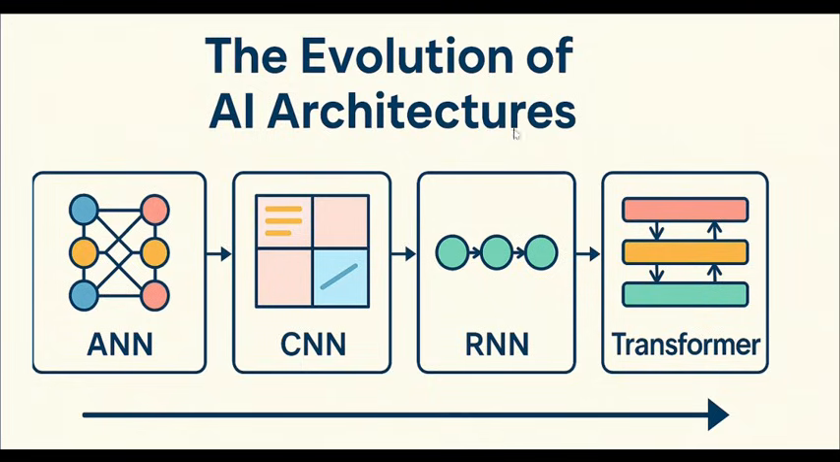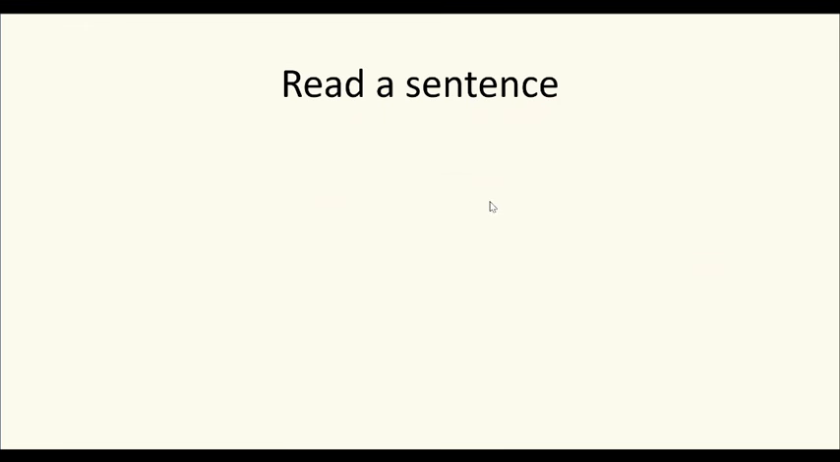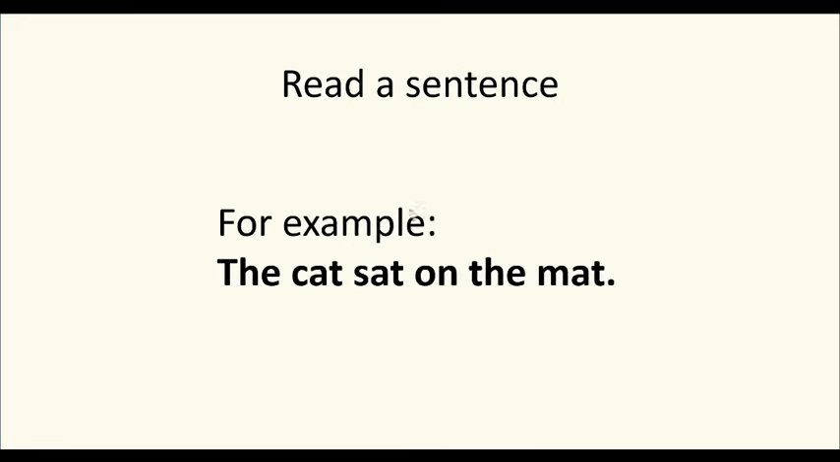Before transformers came along, AI models already had ways to process text. One popular approach was recurrent neural networks, or RNNs. The basic idea was simple. An RNN would read a sentence one word at a time from left to right. For example, "the cat sat on the mat": the model would read "the," then "cat," then "sat," and so on. As it moved through the sentence, it would keep a kind of memory of what it had seen before.